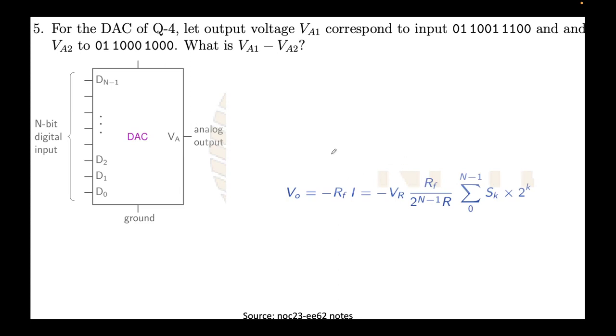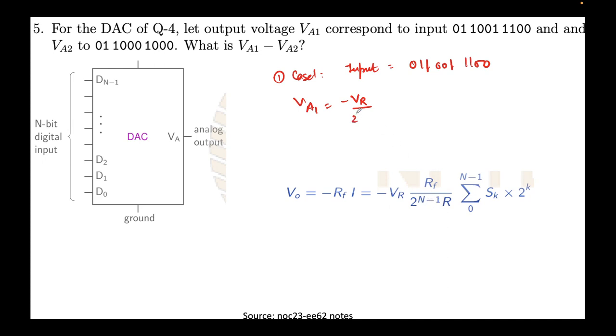Okay, so now let's do case one. Case one, input is equal to 0 1 1 0 0 1 1 1 0 0. Now let's evaluate what this expression comes out to be. So Va1 will turn out to be, again I'm assuming RF equal to R, they get cancelled, so this turns out to be minus Vr over 2 raised to the power n minus 1.